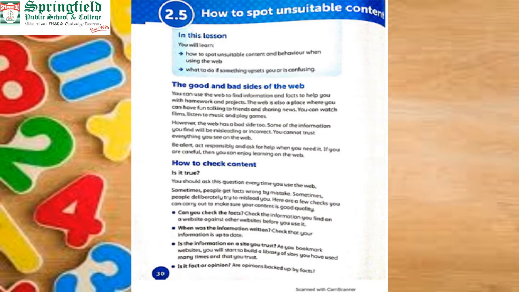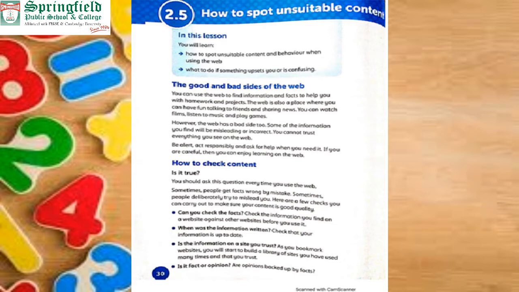I told you that at the end of the website there is always a date, showing when it was modified, with day and time. Is the information on the site one you trust? Is the information provided on the website trustworthy or not? Can we trust this website or not? Or is it fact or opinion? On the internet there are always two types of information: reality, facts, and second, opinion. Opinion can be different from person to person, it can change, but a fact will remain the same throughout the world.